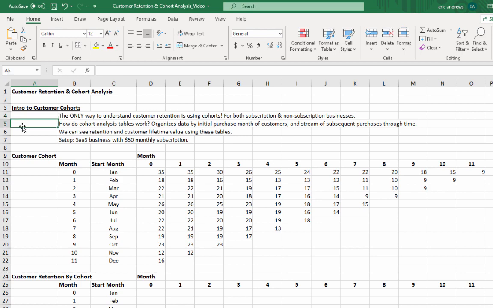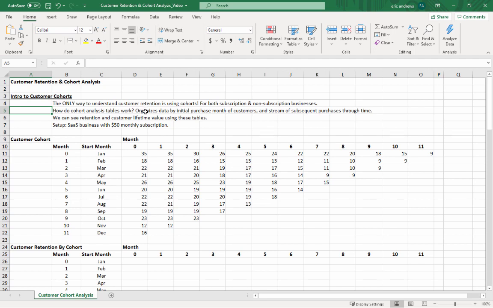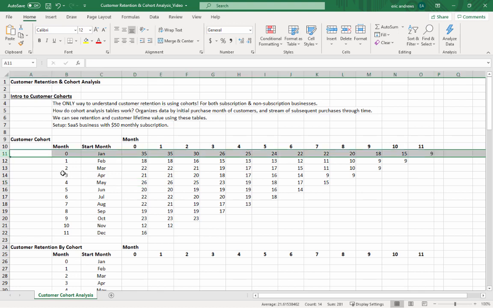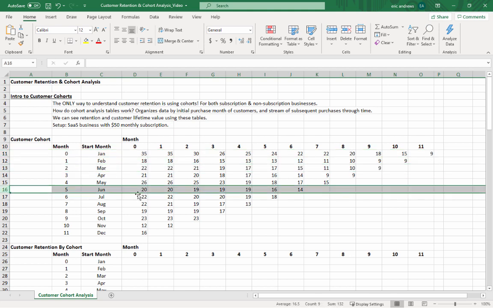So how do cohort analysis tables work? A cohort analysis table organizes the data by the initial purchase month of customers and then looks at the stream of subsequent purchases through time based on that initial purchase month. So let me show you here. This is a customer cohort table. The cohort is January. This cohort is March. This cohort is June.